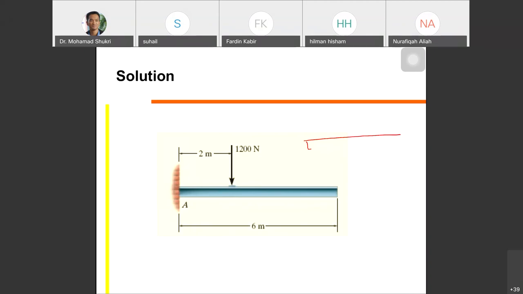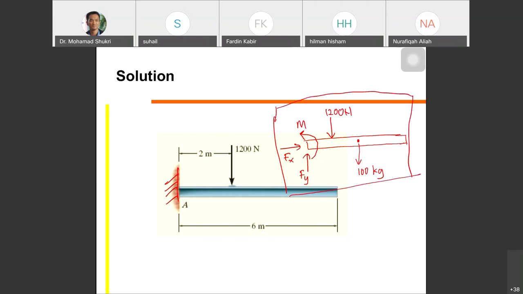This is FBD. Okay. You draw the bar, and then you replace all the forces into this FBD. You have 120, 100, 1200 here, and then you have G, 100 kilogram. All right, and then this feet support you need to convert into force, which is FX, FY, and moment. Okay, moment here. Okay, that's it. So this is your FBD. Okay, you need to convert these forces and then the reaction support into forces.